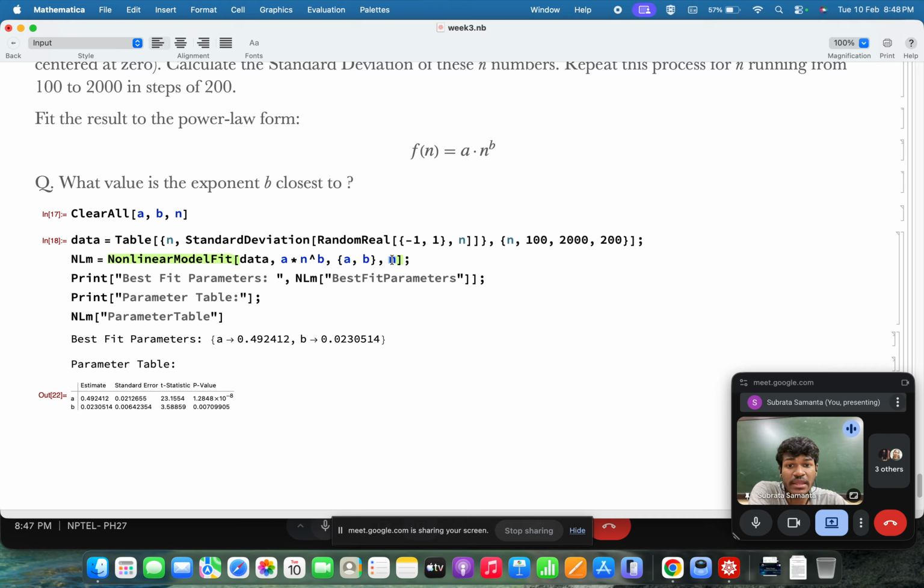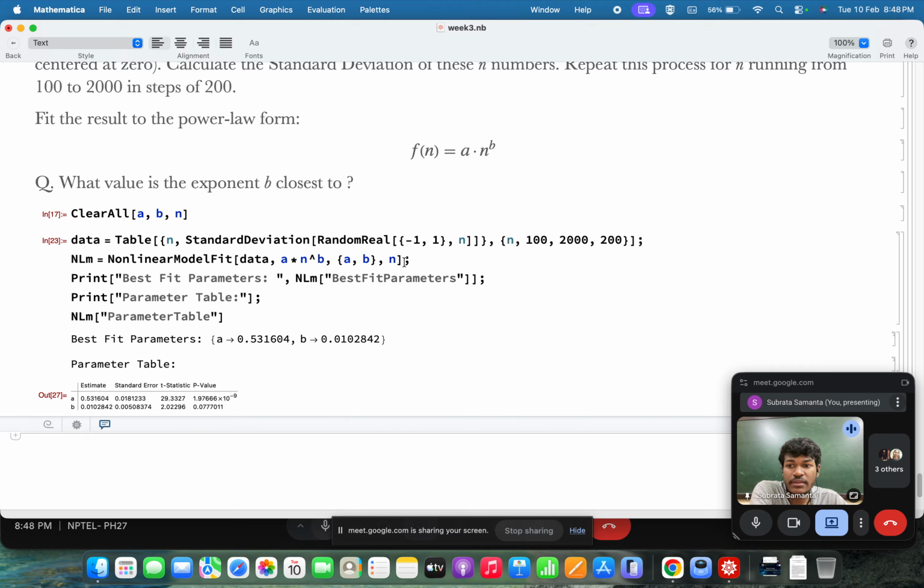So, these are the variables and this is the function. Sorry, n is the variable, these two are the parameters. And it is also a variable, but yeah. So, these are the parameters and this is the function, I mean f of n. Better we can say that a and b are the parameters and n is the variable. And I use NonlinearModelFit to fit the model.